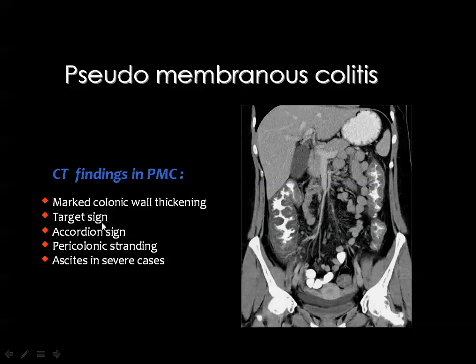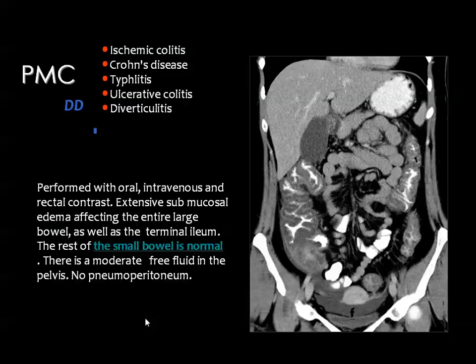Considering the target sign, if you look at the affected colon in the axial image, the accordion sign, and you can appreciate this here, pericolic fat stranding, and this is common for all types of inflammation. And you may see ascites in some cases. If you look carefully here, you can see some fluid in the pelvis as well. Then this is one of the serial images of the previous case, showing the classic appearance of pseudomembranous colitis.